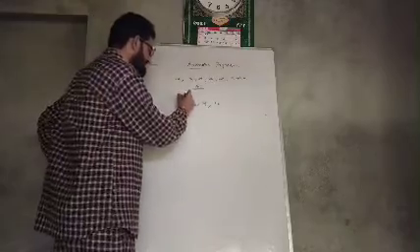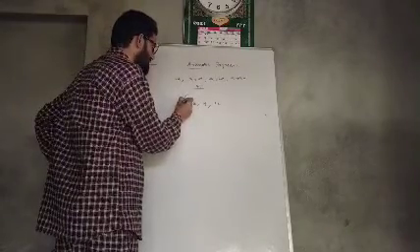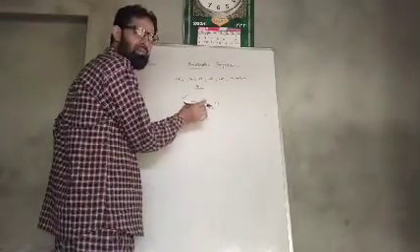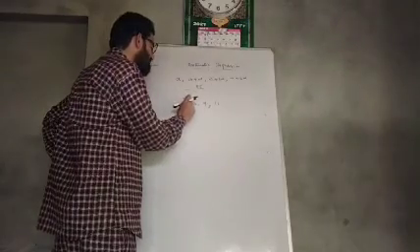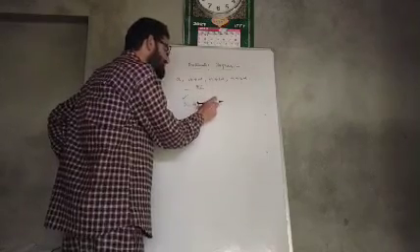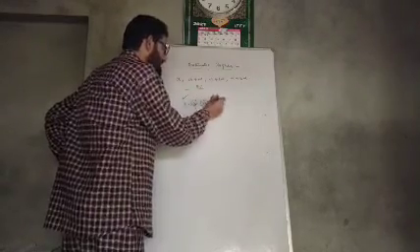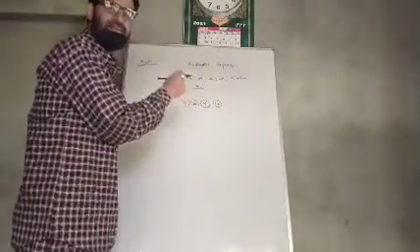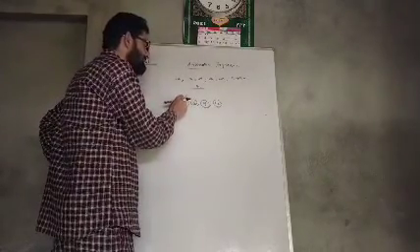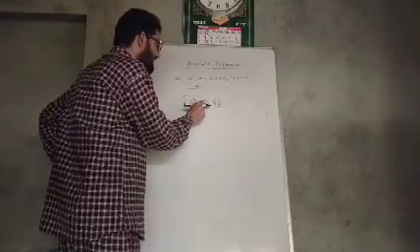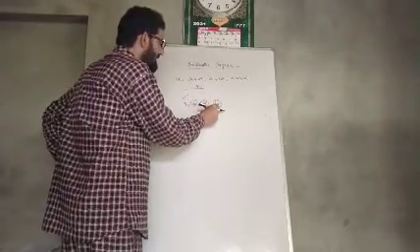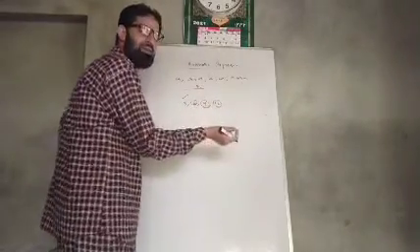Now see, first term is 3, second term is 6, that means the preceding term is added by some fixed number, that is again 3. Because we know 3 plus 3 is 6, 6 plus 3 is 9, 9 plus 3 is 12. So the second term is obtained by adding a fixed number to the first term. Similarly, the third term is obtained by adding the same number to the second term, and the fourth term by adding the same fixed number to the third term.